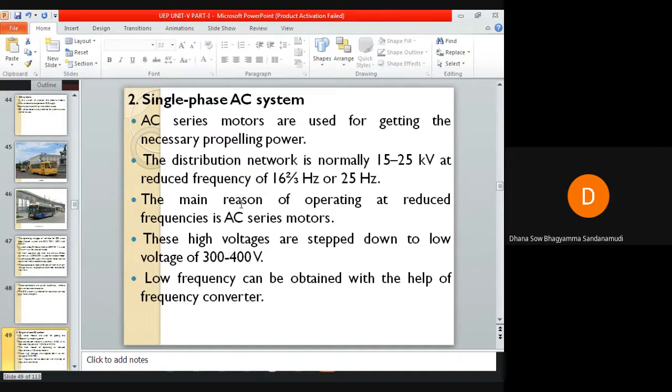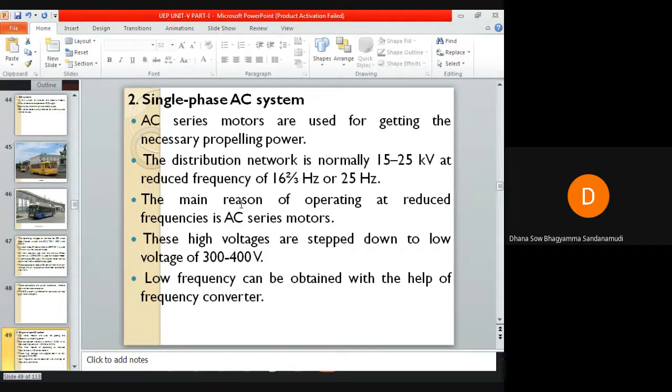And we even want to reduce the frequency, isn't it? We want to reduce the normal frequency value to around 16 2/3 hertz or to 25 hertz. For that, we need a frequency converter. So low frequency can be obtained from normal supply frequency with the help of frequency converters.